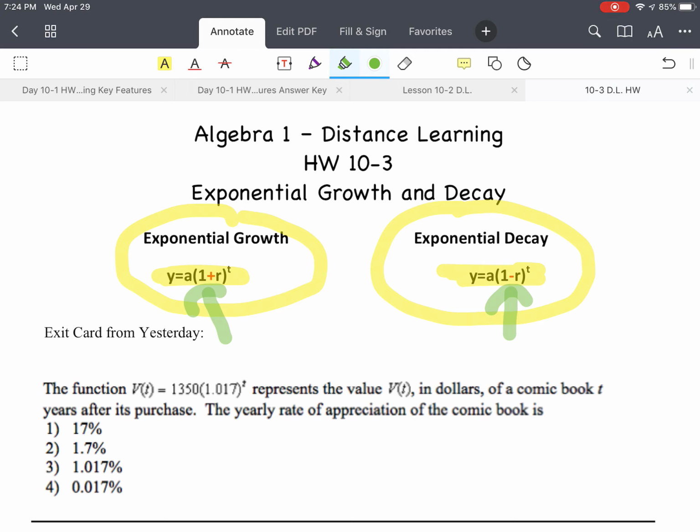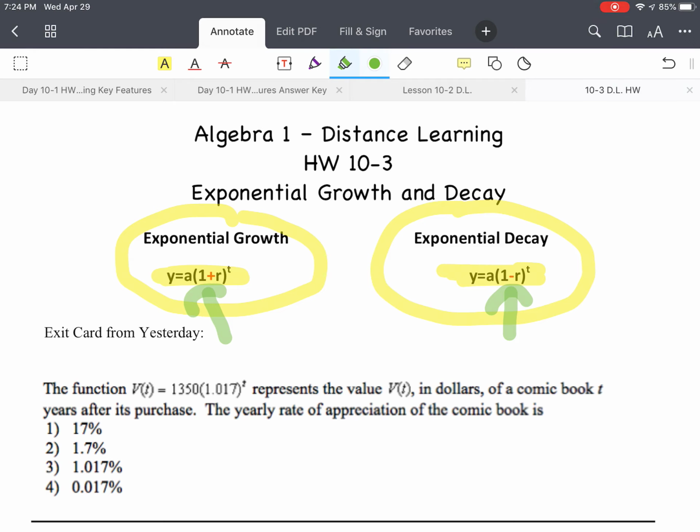So I want to take a look at the exit card from yesterday. Some of you did really great on it, and some of you I thought maybe could use a little me going over it, so I figured I would do that. So this says the function V of t equals 1350 times 1.017 to the t represents the value in dollars of a comic book.